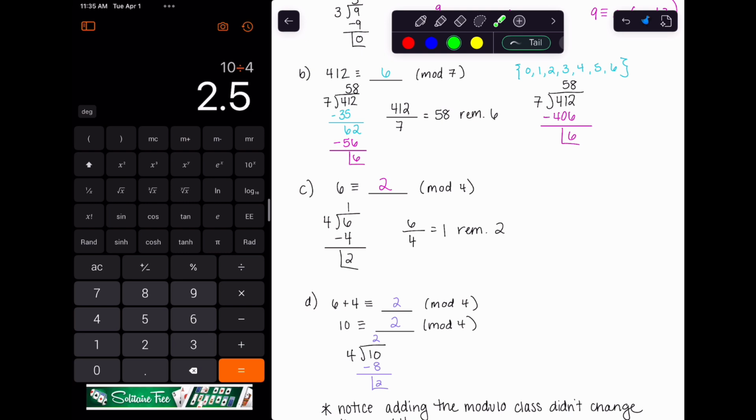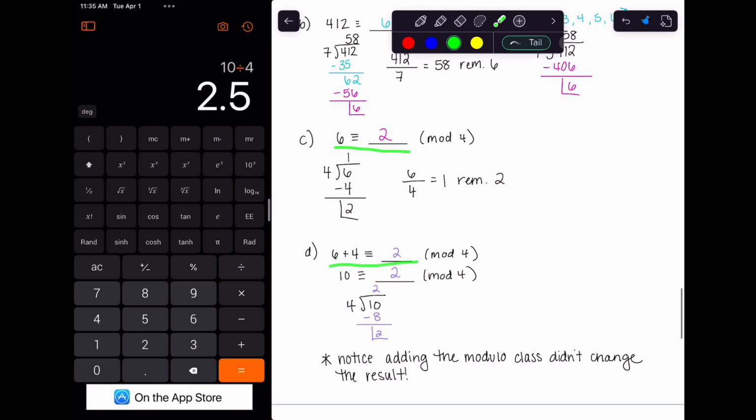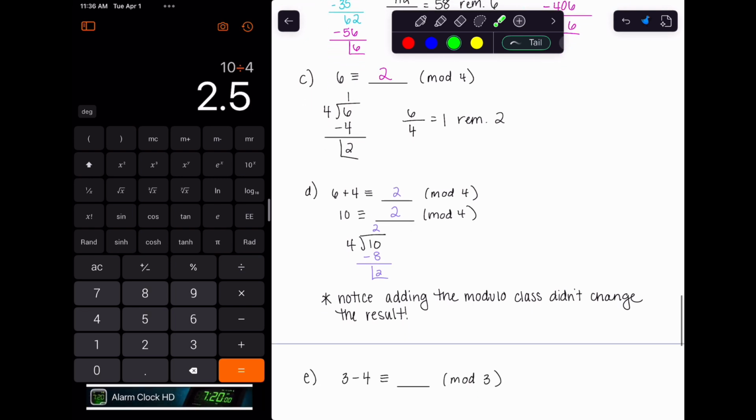And if you notice, between these two examples, when I added that modulo class, it didn't end up actually changing the results. So 6 is equivalent to 2 mod 4. When I then add 4 to this side, it does absolutely nothing. So this is really beneficial when you end up with negative numbers over here. And that's going to be our next example.